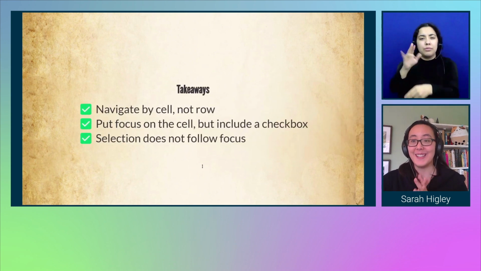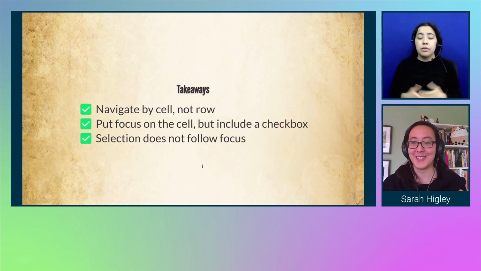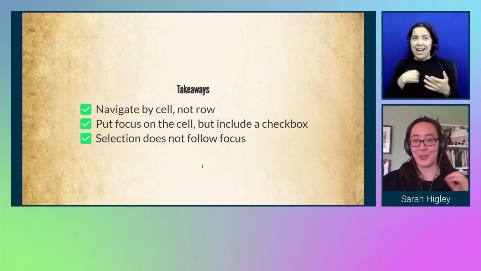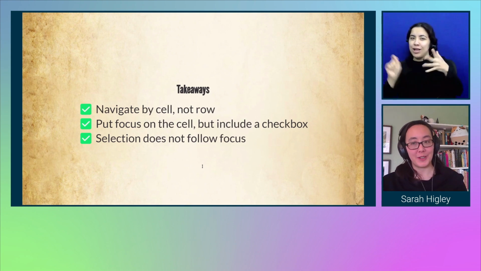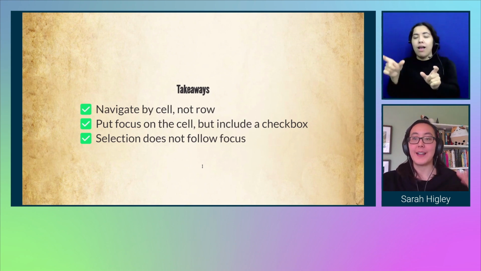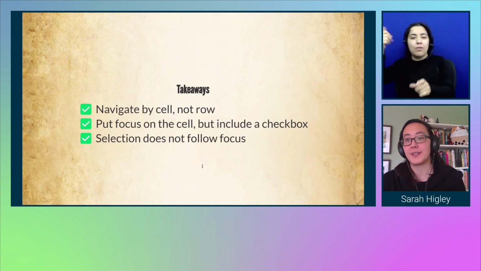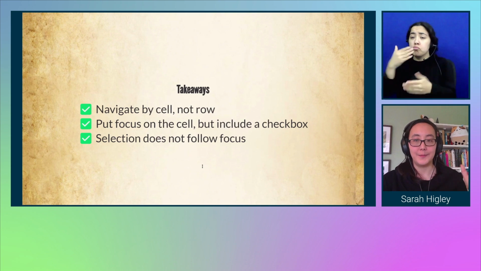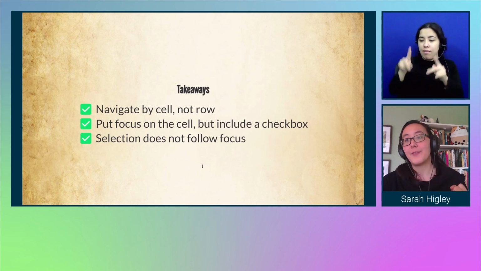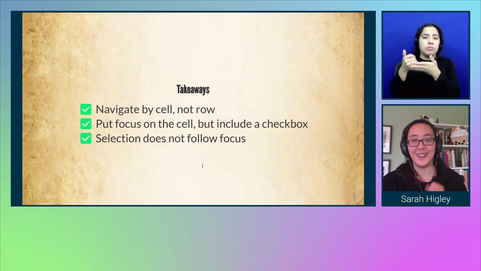And some of the takeaways, this makes me sound good because my assumptions were correct, which was navigating by cell and not by row worked much better. Putting focus on the cell, but including a checkbox also worked pretty well. Putting focus on the checkbox wasn't terrible either, but yeah. And selection not following focus was a correct assumption.